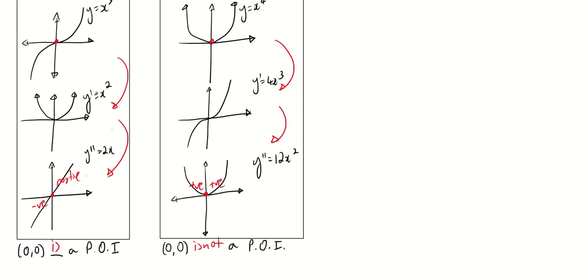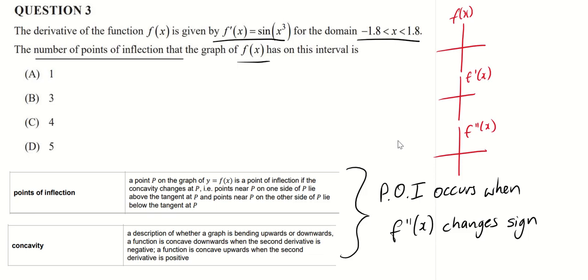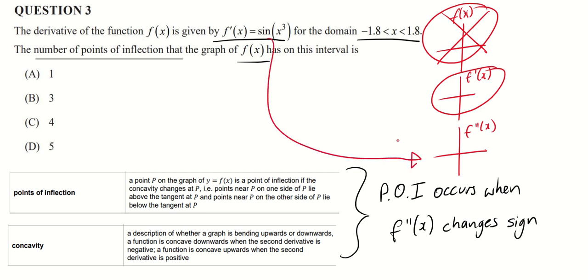So let's go back and have a go at the actual problem. In terms of the information that I'm given, I know something about this middle function, the first derivative. I don't know anything about the actual function, but that's okay. We're not going to worry about that at all. All we're going to do is use the information in the graph in the question to graph the second derivative and then see where there are sign changes.